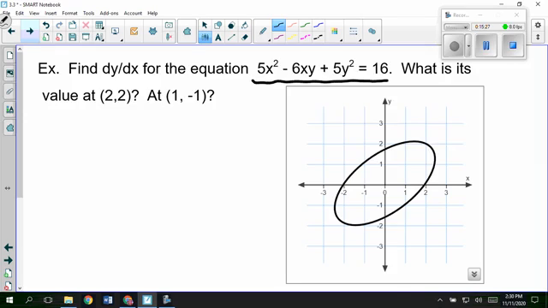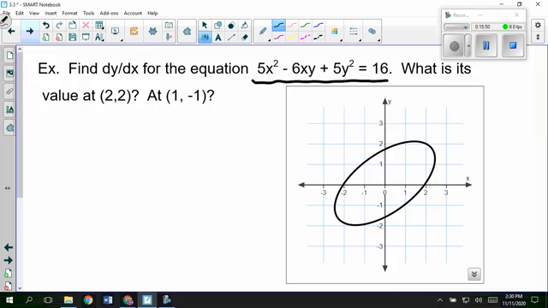Remember that was from the first page of our notes, and I mentioned something like, what a crazy equation. That equation is this ellipse that you see in the picture. I do not expect that any of you know that that's the equation for an ellipse that's tilted like that, so that's not the important part. But we're going to find dy dx, and then notice I've got this follow-up question.